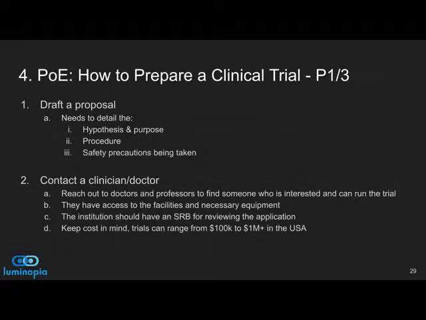The institution that they're at should have a scientific review board so that you can quickly get your application reviewed and approved. And then also you probably want to shop around a little, because what we found is that costs can range quite a bit. Trials can start at $100,000 and they can move up to over $1 million. And these are numbers from the US.